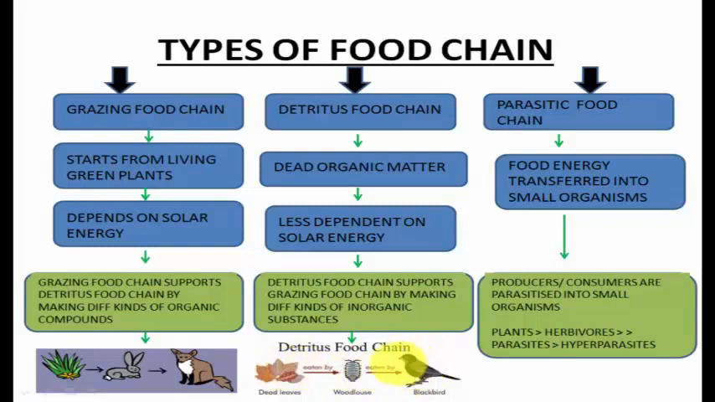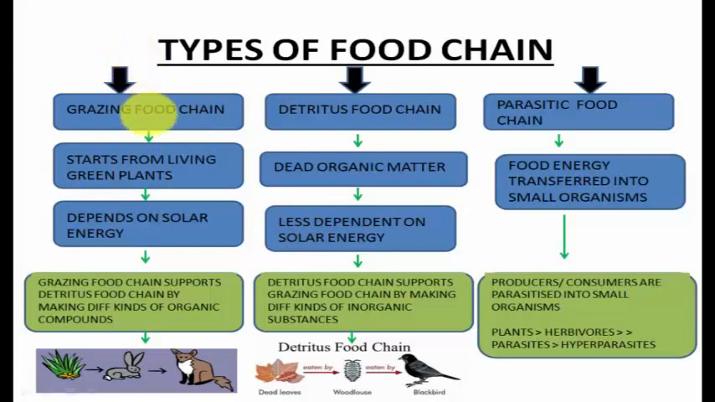So now just look at this. This chain starts from dead matter. This is a dead leaf. So the chain starts from dead matter. However, the grazing food chain will start from green living plants. So that is what I was talking about, right? These two chains are predominantly available in an environment.